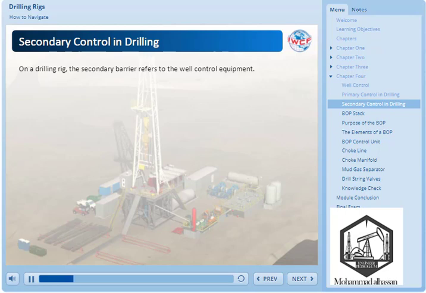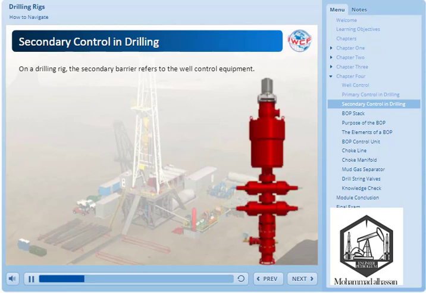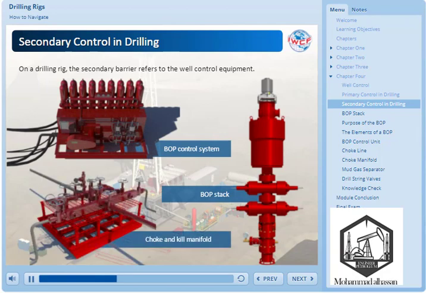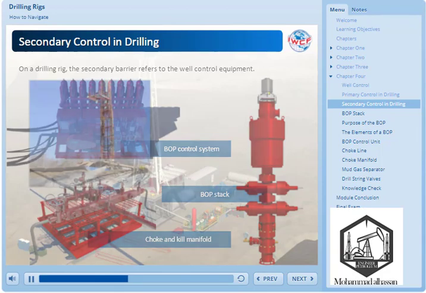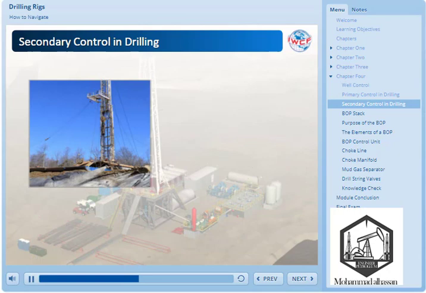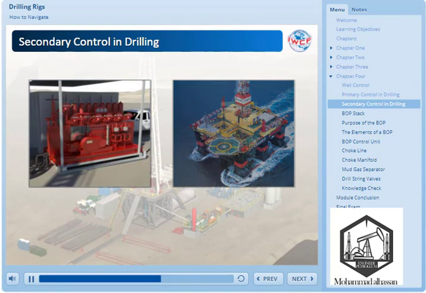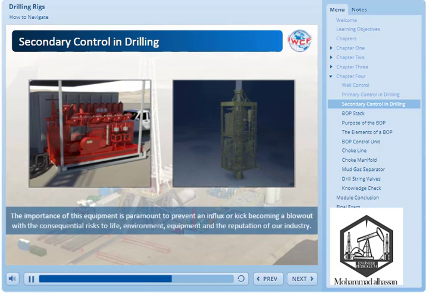This is made up of blowout preventers, often called the BOP Stack, the blowout preventers control system, and the choke and kill manifold. On a bottom-supported rig, this equipment will be placed at or near the rig. On a floating rig, it will be located on the seabed. The importance of this equipment is paramount to prevent an influx or kick becoming a blowout, with the consequential risks to life, environment, equipment, and the reputation of our industry.